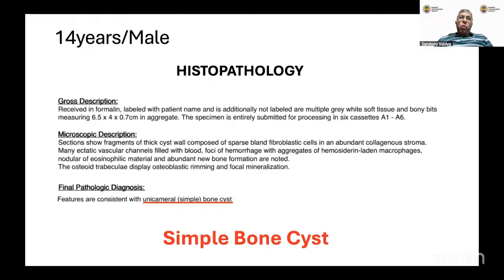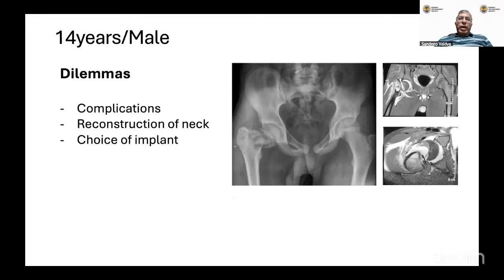And now we had to go ahead with the definitive surgery. Before the surgery, there were some dilemmas in my mind. Number one, what is the risk of complications in this particular surgery? Because we would have to counsel the parents accordingly. Number two, how would I reconstruct this neck, considering that it's a pretty large void extending right from the lateral wall going up to the physis? And number three, what should be the choice of my implant?